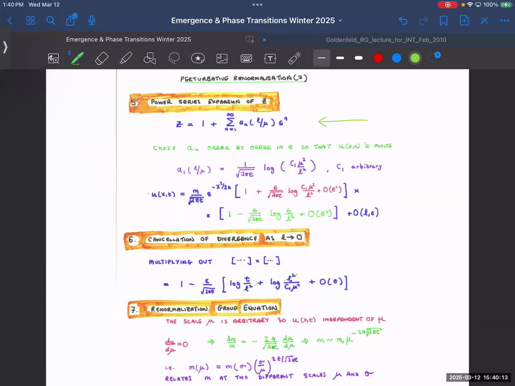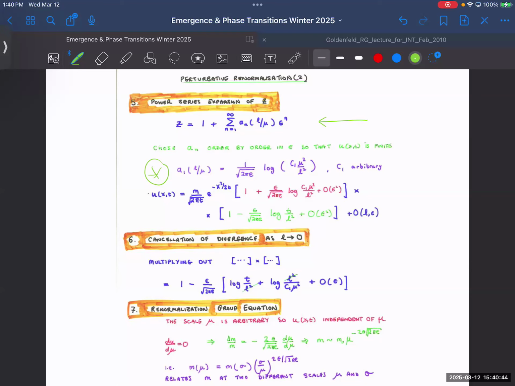So we are going to make the divergences in the perturbation theory go poof away. Okay, how are we going to do that? Well, we're going to choose these coefficients A1 to make them go away. So here's how I'm going to do it. I'm going to choose A1 to look like this: 1 over the square root of 2 pi e times the logarithm of some arbitrary constant times mu squared over L squared. Okay, it depends on epsilon, it depends on mu squared over L squared. I'm going to choose it to be this.